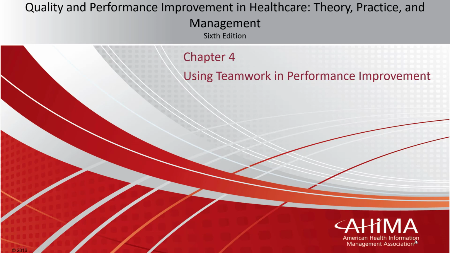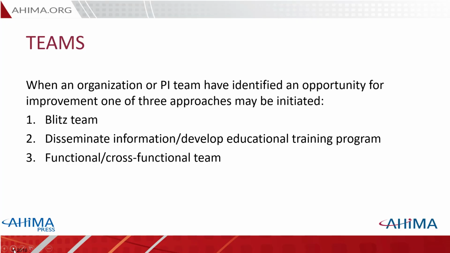This is Chapter 4, Using Teamwork in Performance Improvement. So in this chapter, we're talking all about teams. When an organization or a PI team has identified some opportunity for improvement, one of three different approaches can be used. The first is to establish a blitz team.